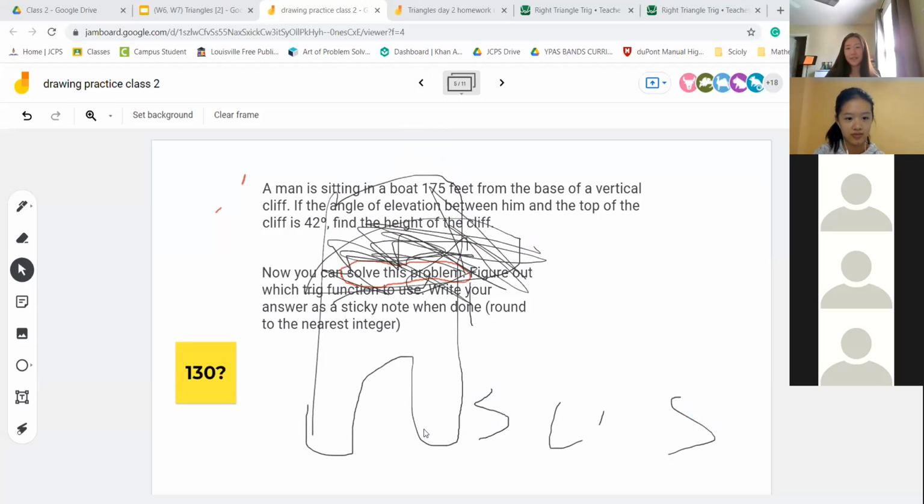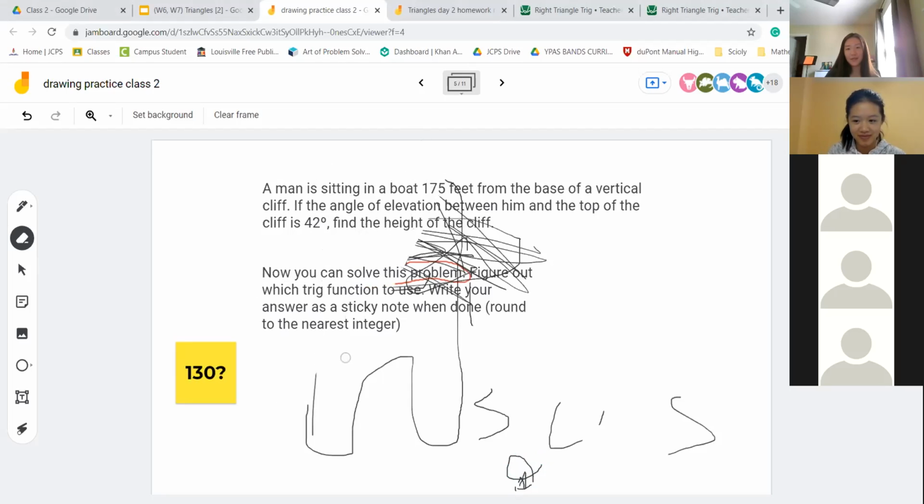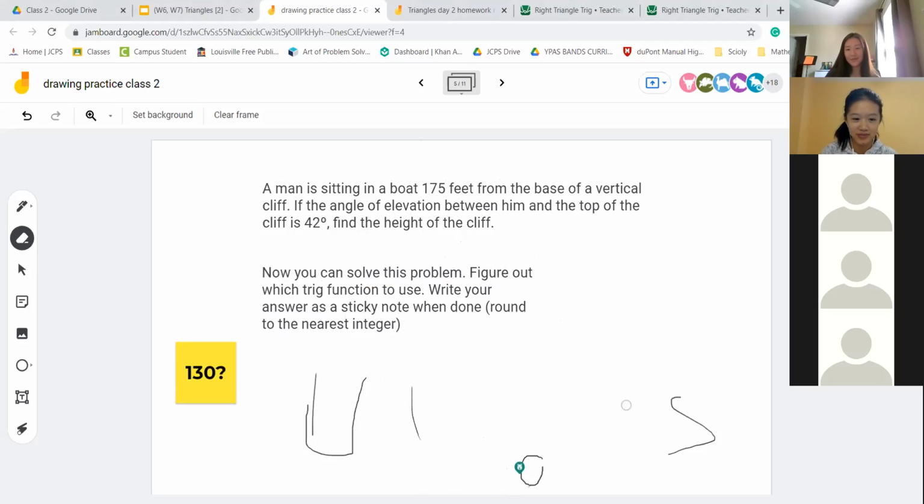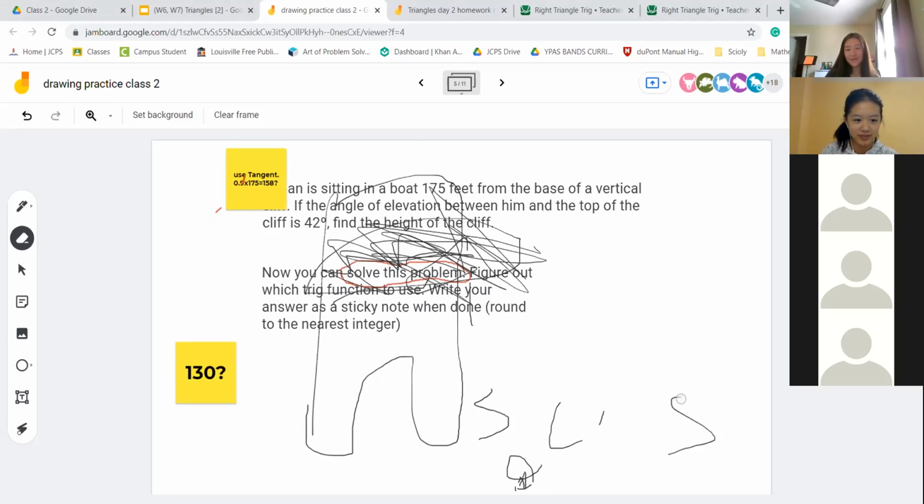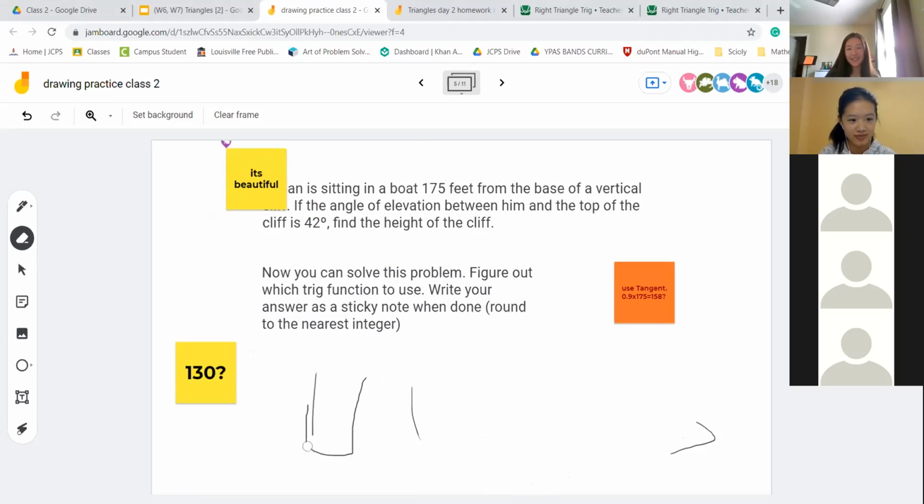And whoever is scribbling on the problems, I like your drawing, but it makes other people not be able to read. Hey, who did that?